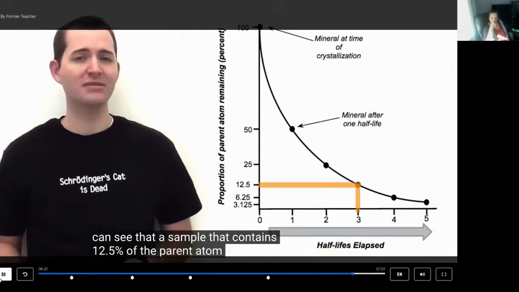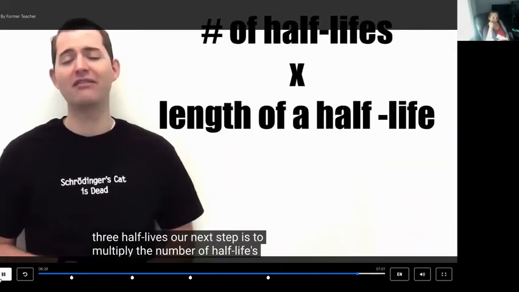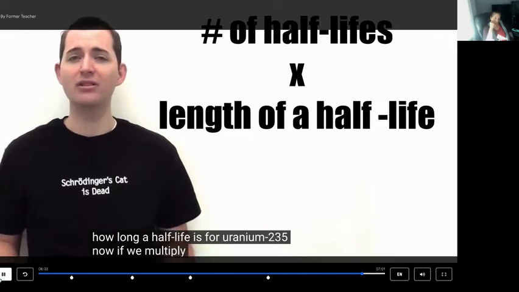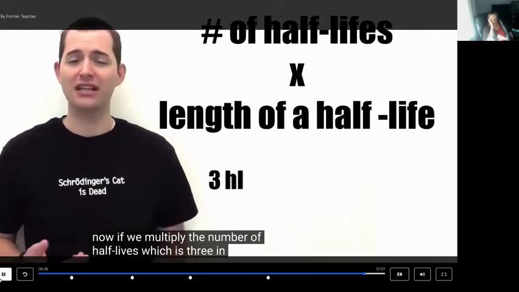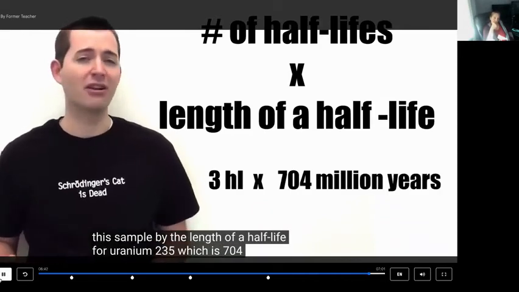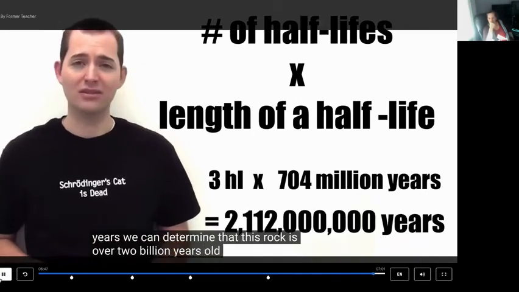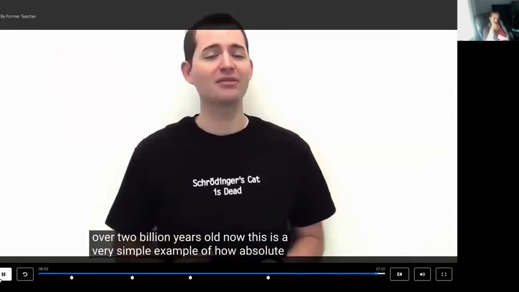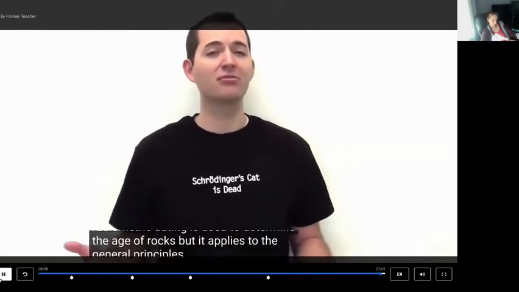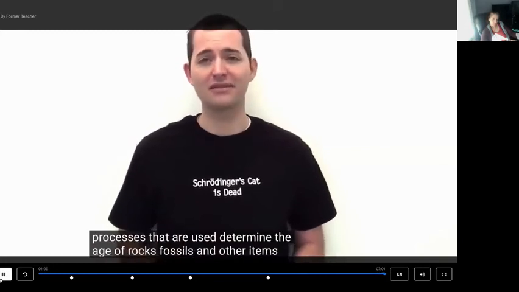0.5% of the parent atom has undergone 3 half-lives. Our next step is to multiply the number of half-lives by how long a half-life is for uranium-235. Now, if we multiply the number of half-lives, which is 3 in the case of this sample, by the length of a half-life for uranium-235, which is 704 million years, we can determine that this rock is over 2 billion years old. Now, this is a very simple example of how absolute or radiometric rock dating is used to determine the age of rocks. But it applies to the general principles and the general processes that are used to determine the age of rocks, fossils, and other items.